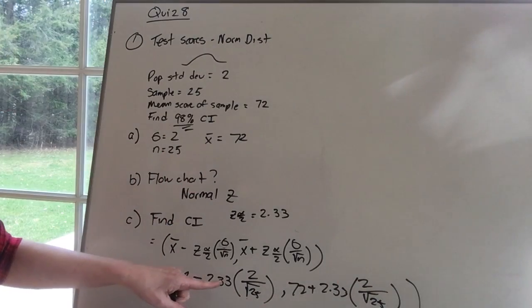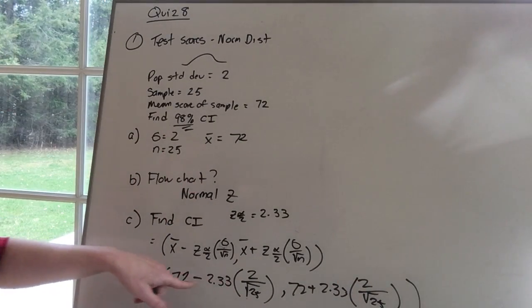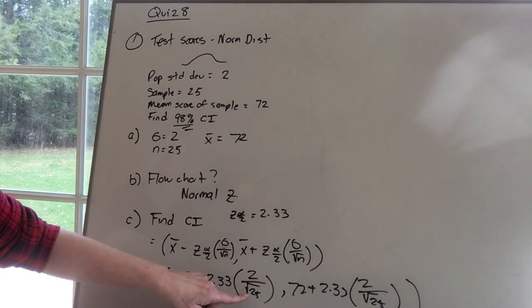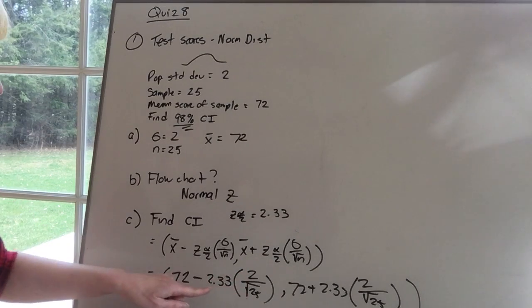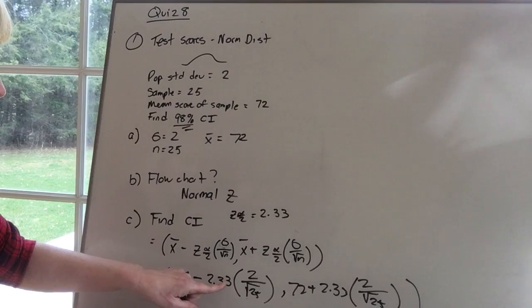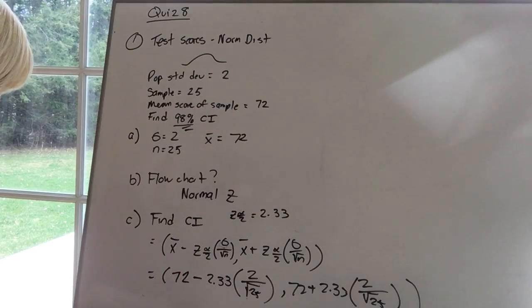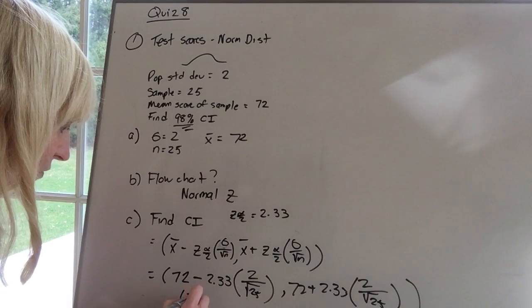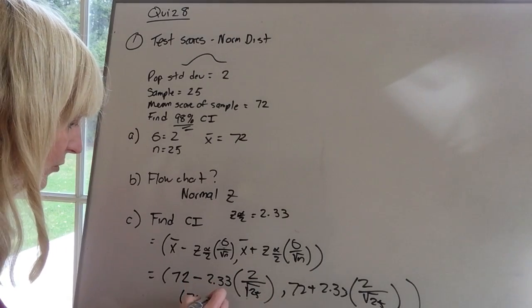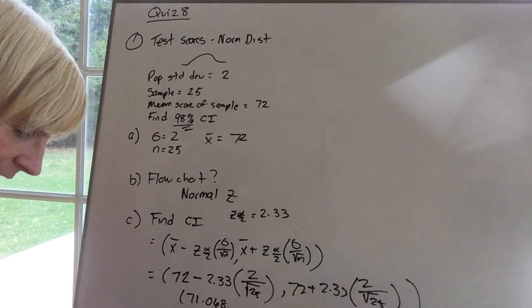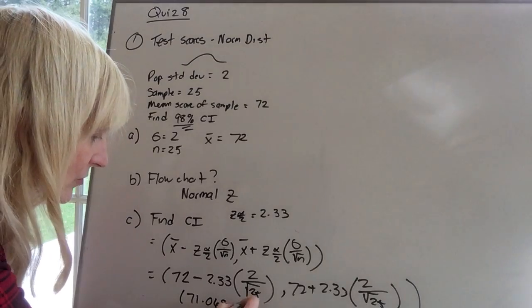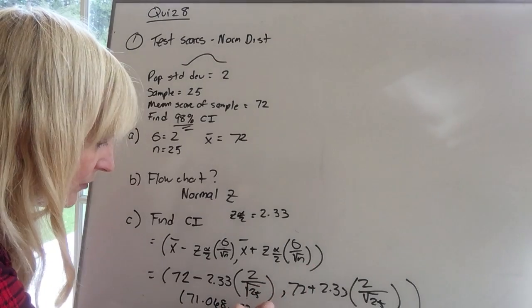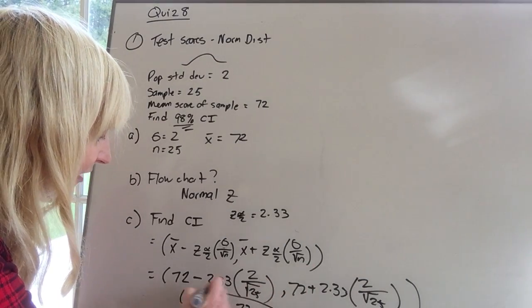So you just got to take your calculators out, you guys. And 2 divided by, that's 5, right? So 2 divided by 5, I think is 0.4. So you got to do 0.4 times 2.33, whatever that is, subtract it from 72. And I think I get this, you guys. I get 71.068. And on the high end, I get 72.932. So that's a confidence interval.